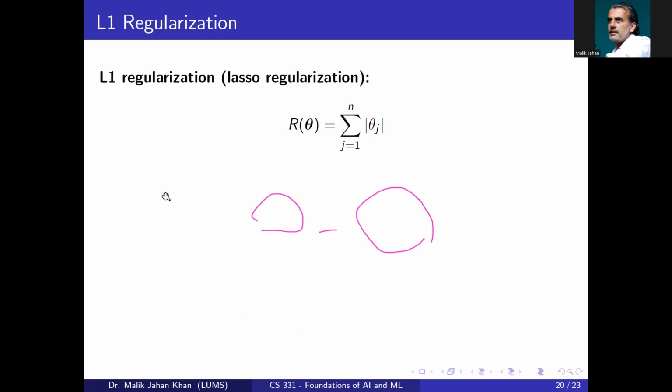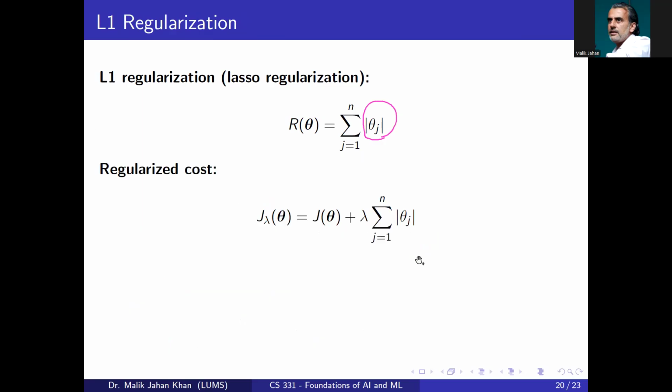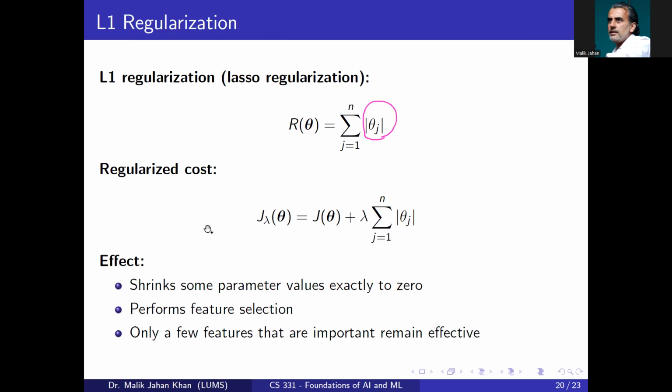The second alternative, which we are going to have a quick look at, is called lasso regularization, also called L1 regularization. Over here, instead of taking the square of different parameters, we take their absolute values and sum them up. Again, this R(theta) gets plugged into the modified loss function, and its strength is controlled by lambda.